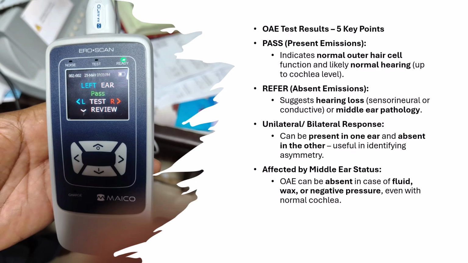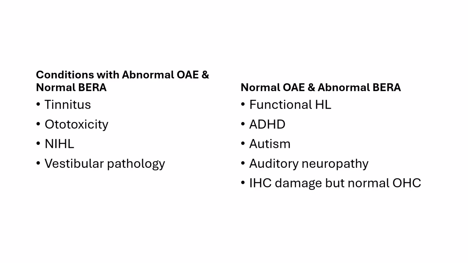Now, what are the conditions with abnormal OAE but normal BERA? OAE may be abnormal but BERA is normal, for example in tinnitus, ototoxicity, noise-induced hearing loss and vestibular pathology. These patients might have a subtle hearing deficit, but it is not yet reflected in neural transmission.